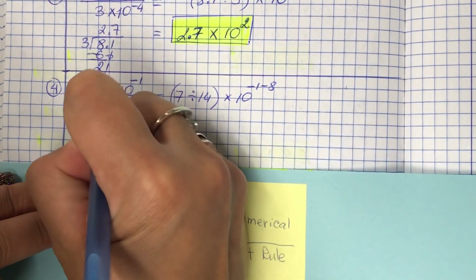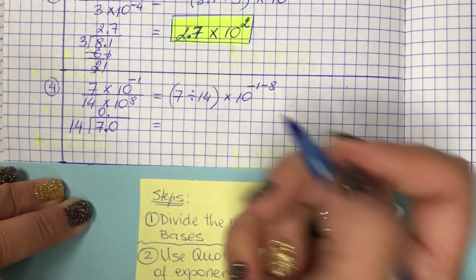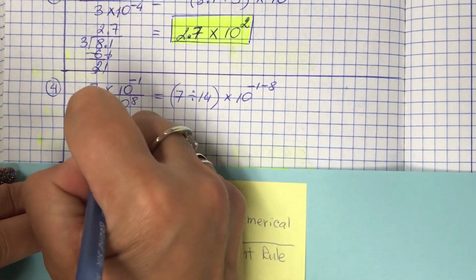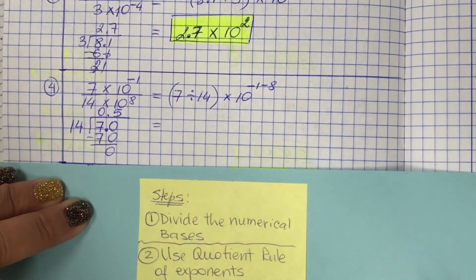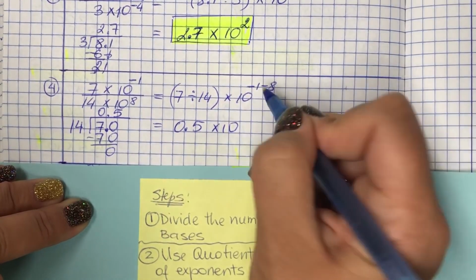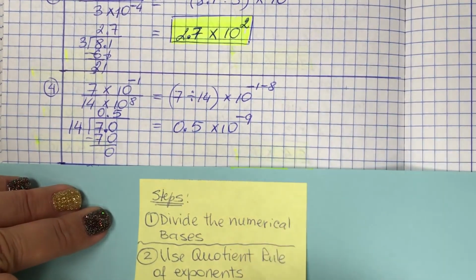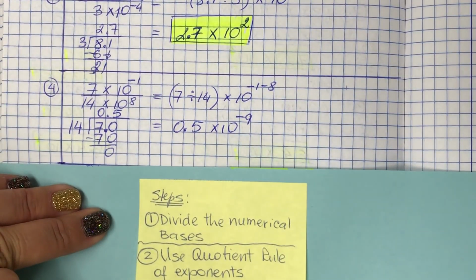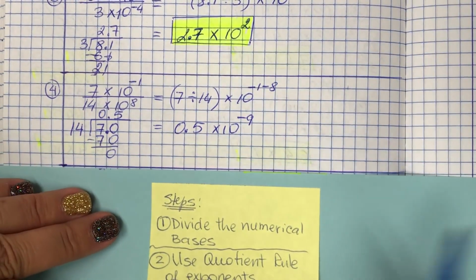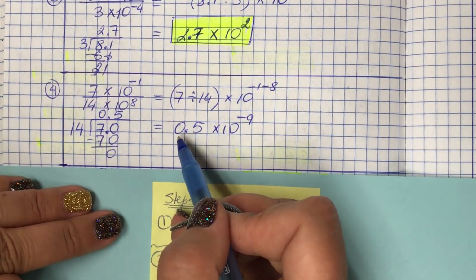14 doesn't go into 7, so I'm going to add a decimal and a 0. But 14 goes into 70 5 times. And that is 0.5 times 10 to the power of negative 9. Same sign, add the numbers, keep the sign. Check to make sure the solution is in the proper scientific notation. That's our step 3. And when I check, I have 0.5. 0.5 is not in proper scientific notation.